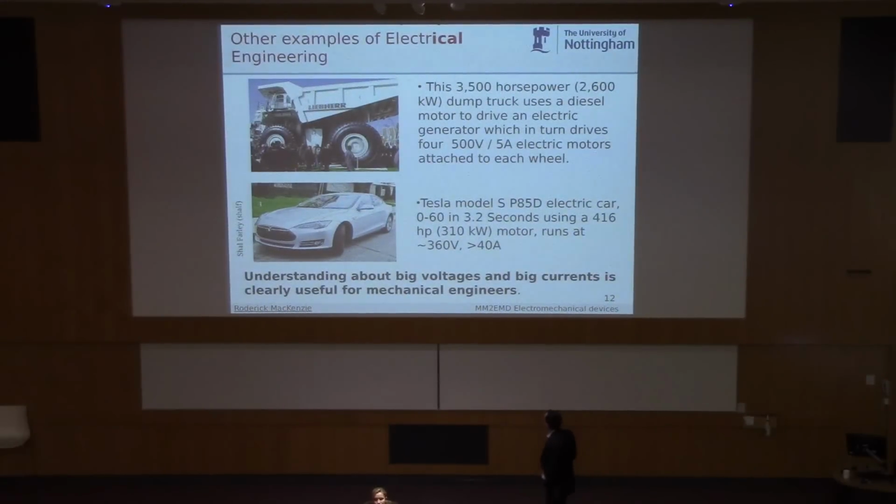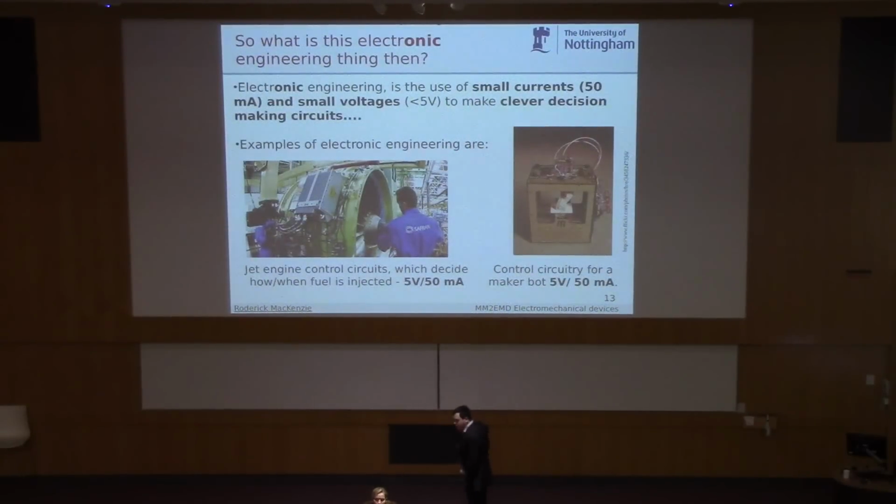This is big voltages and big currents. Electronic engineering is what I'm going to talk to you about, and this is basically small currents and small voltages. Generally, I like to distinguish it as electrical engineering is currents and voltages that can kill you, and electronic engineering is voltages and currents that can't, okay? So that's how I like to think of it.